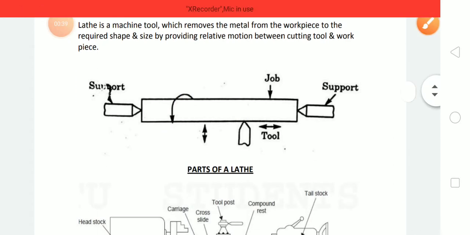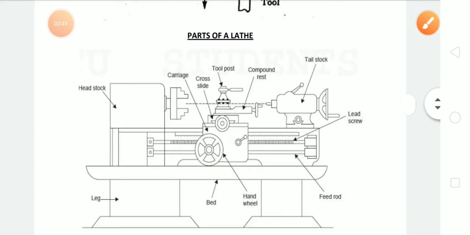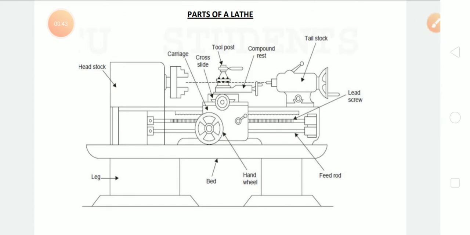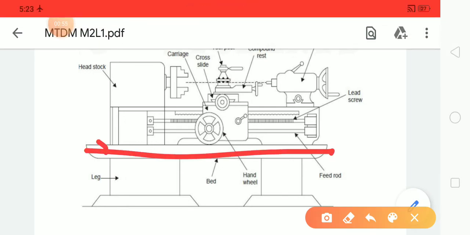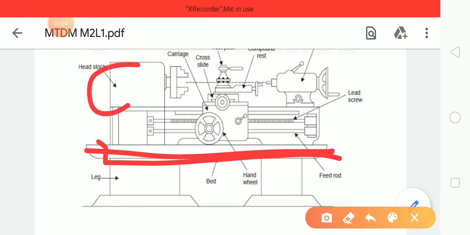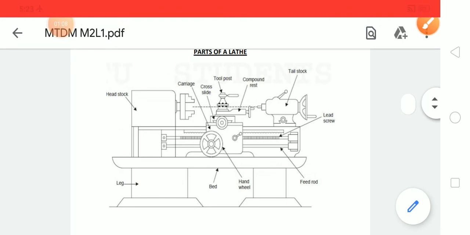Next I will discuss the parts of a lathe. You can see a complete diagram of a lathe. There are so many parts. The first and primary thing that you have to know is the bed of a lathe. You can see the bed is here. This bed gives the rigidity to the lathe. Rigidity means a particular shape to the lathe. And at two ends of the bed, you can see the headstock and tailstock. So first of all, you can see the bed, the headstock, and the tailstock.